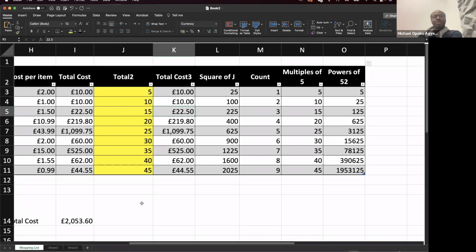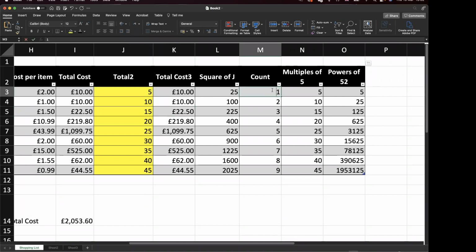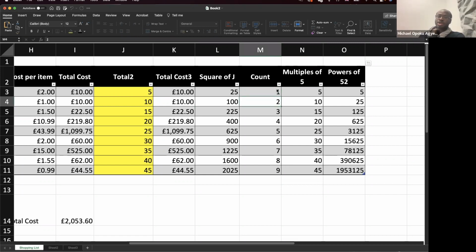Yeah? So we're dealing with this column. We have just added a count column, because we want to do 5 times 1, 5 times 2, 5 times 3, 5 times 4, 5. And for the 5 reference, we want to write an equation that makes use of only J3. Does that make sense so far?